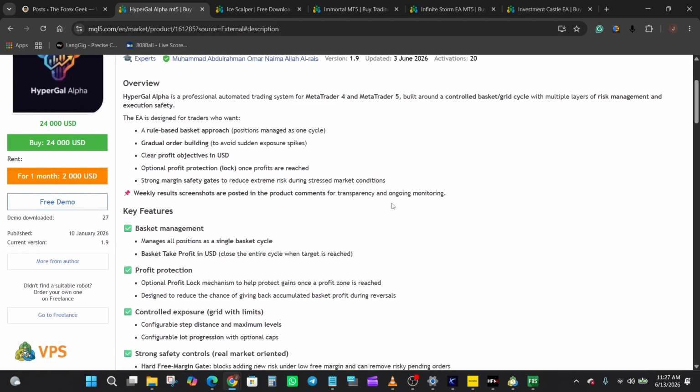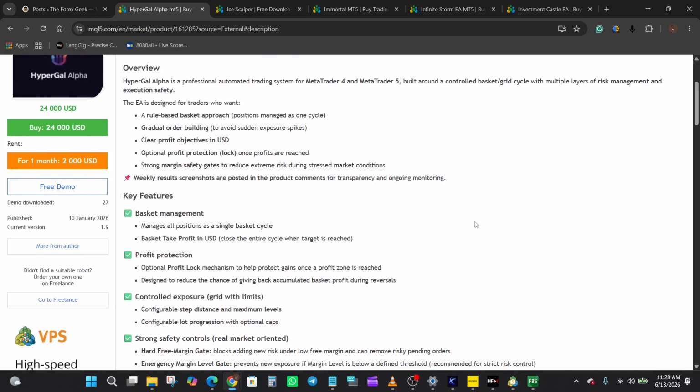Now, as I continue through the product page, one of the key features highlighted is basket management. The EA allows users to define a basket take profit target in USD, meaning the entire trading cycle can be closed once a specified profit objective is reached. There is also an optional profit lock feature, which is designed to help protect gains after the basket enters a profit zone, potentially reducing the chance of profits being given back during market reversals.